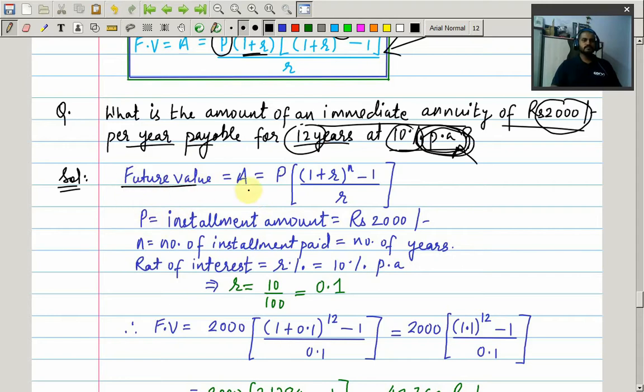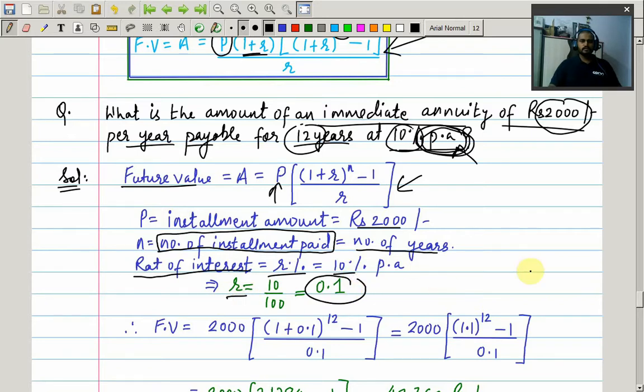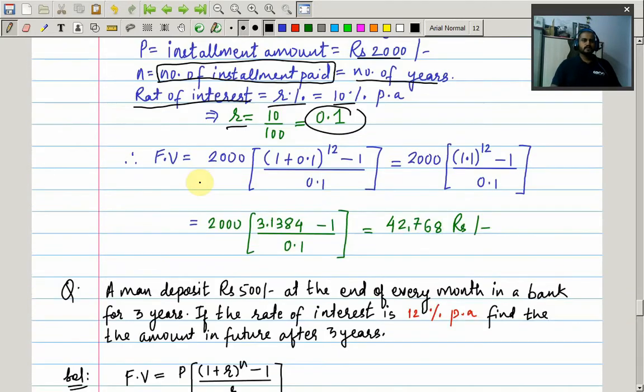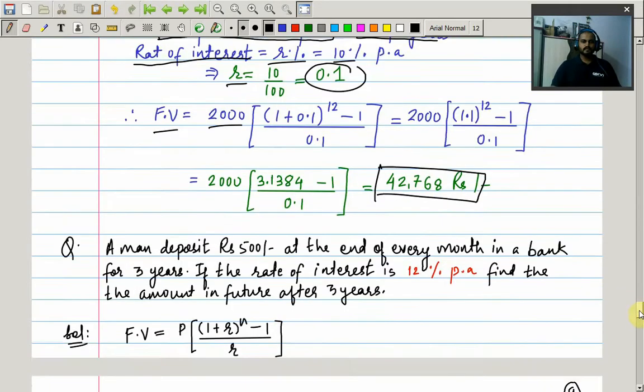The future value formula for an immediate annuity is this. P is the installment, which is 2000 rupees. N is the number of installments paid, or number of years. I always say this is the most precise definition of N, the number of installments paid. Rate of interest is R%, which is 10, so convert it to R, which is 0.1. This is the formula, 2000. Let's simplify this, so you will receive 42,768 rupees at the end of the 12th year.